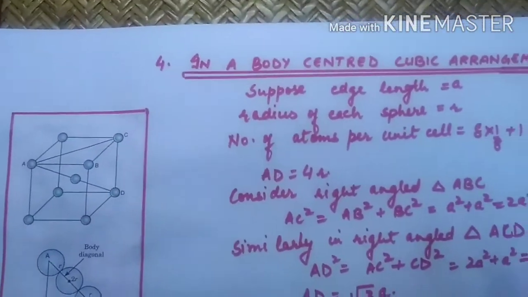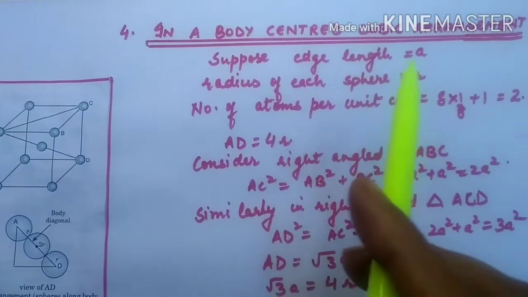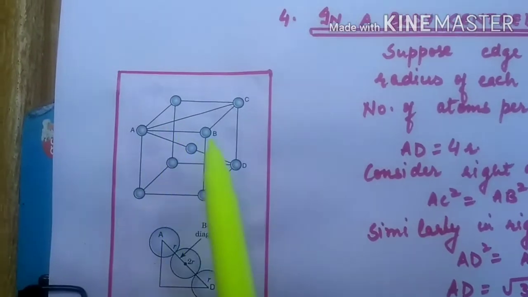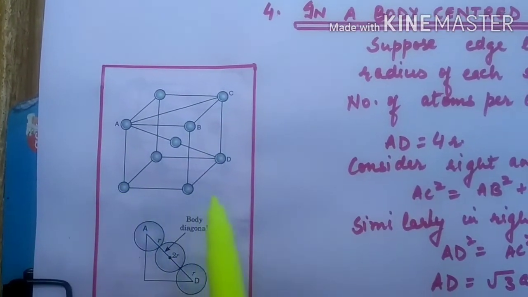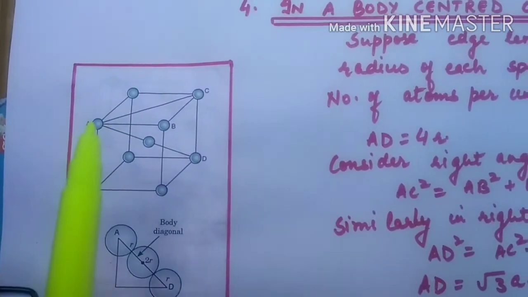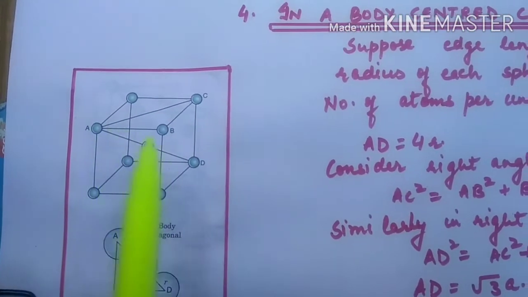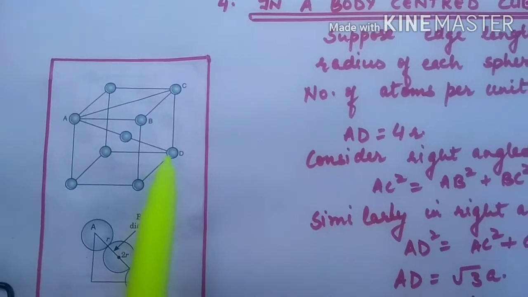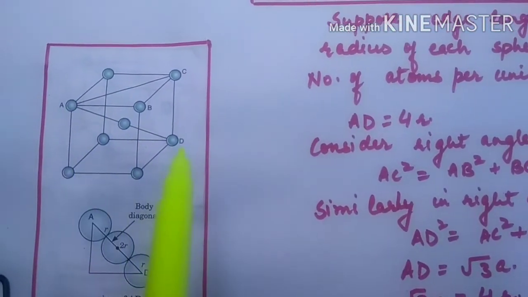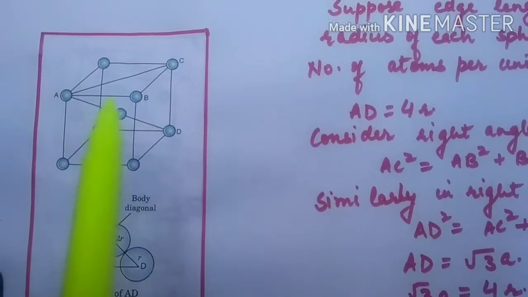Then last is a body-centered cubic arrangement. In a body-centered cubic arrangement, atoms are present at the corners of the unit cell and in the center of the body. Now in a body-centered cubic unit cell, the atoms in the body diagonal AD are touching each other. So AD is equal to 4R and the edge length is A.